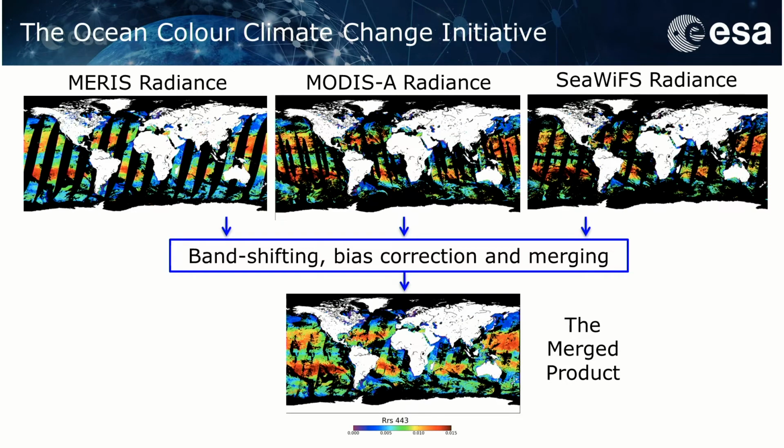So this is just an example of a day of MERIS radiance data, MODIS Aqua, and SeaWiFS. I haven't included VIIRS here. This is from one of the earlier CCI processings. And you can get an idea of what a daily image looks like from these sensors, going through this process of band shift and bias correction and merging, and these kind of products we get out at the end.